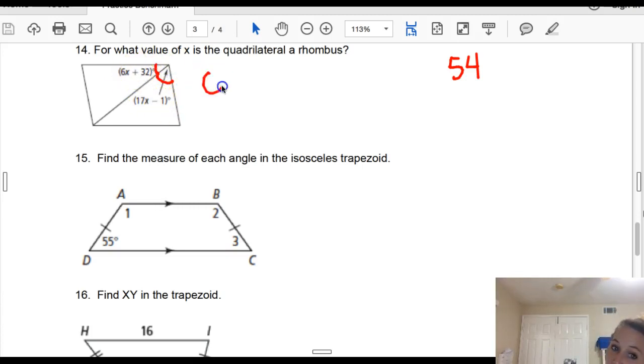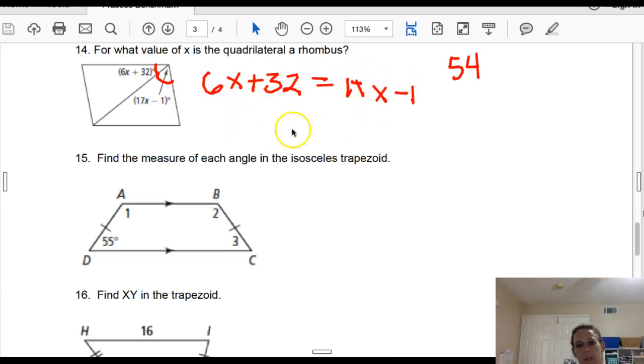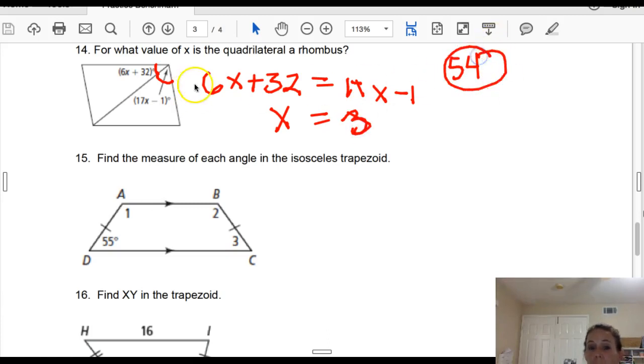So to make that work, you just go 6x plus 32, this is just your basic math, equals 17x. That's supposed to be a 17x minus 1. Go ahead and do the algebra on this. Subtract 6x, move this to this side, and work that. I'm not going to work that for you. That's just basic algebra. You should come up with x equals 3 here. Just knowing that property, theorem 54, is how you set this up. You want these to be congruent so that this diagonal bisects the pair of angles.